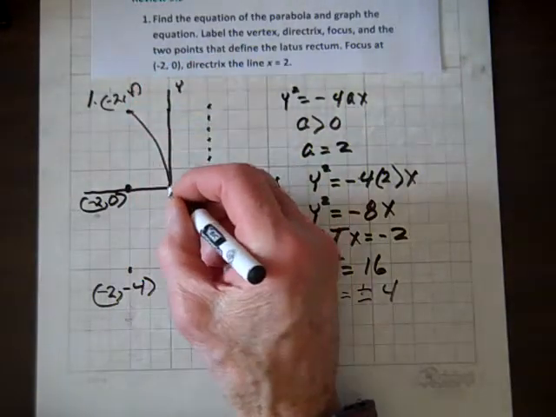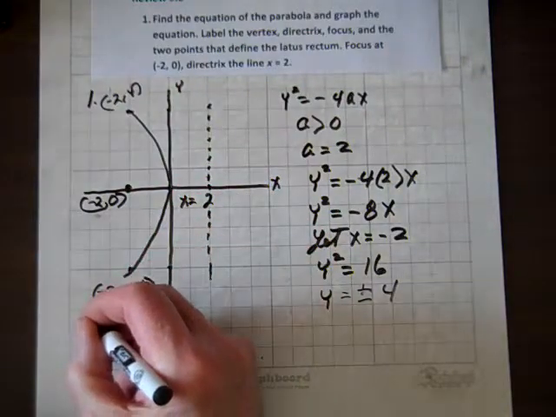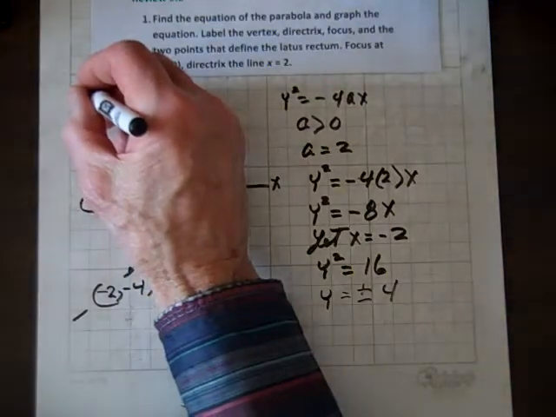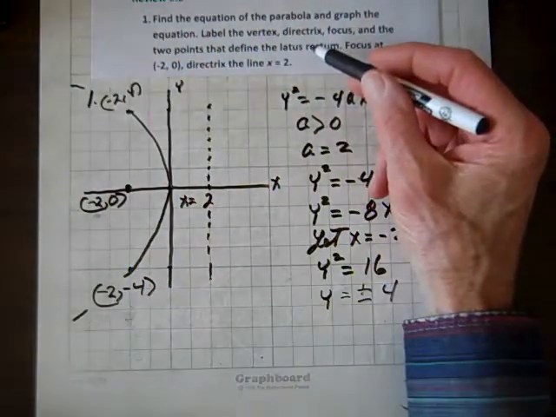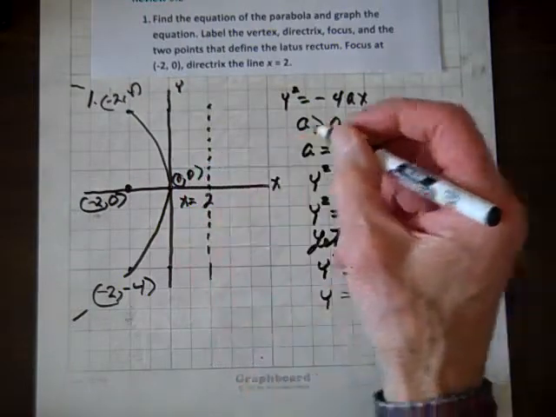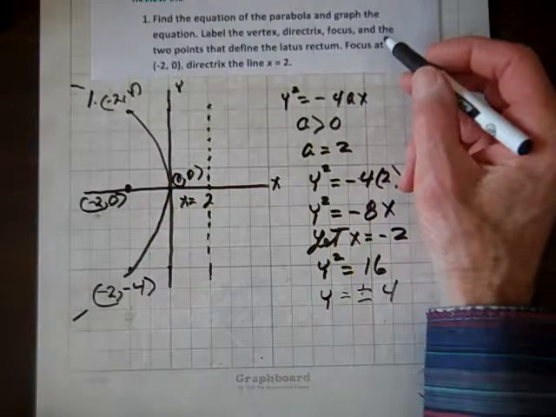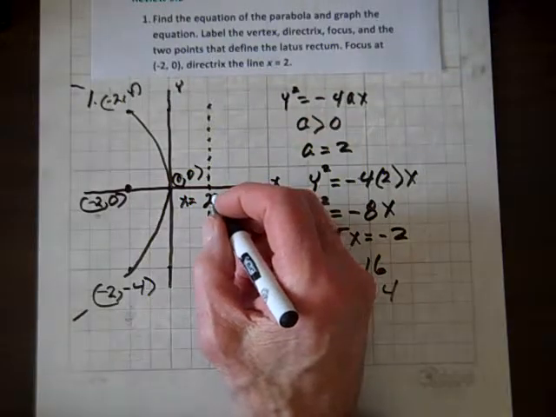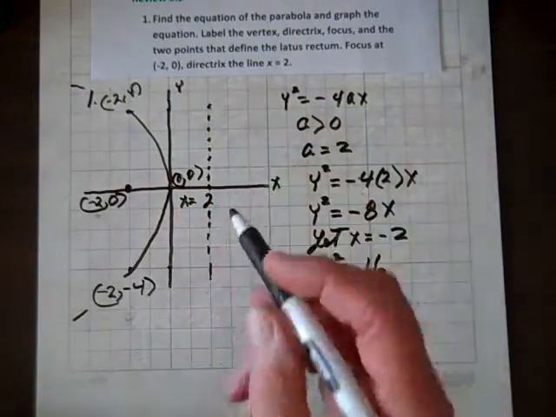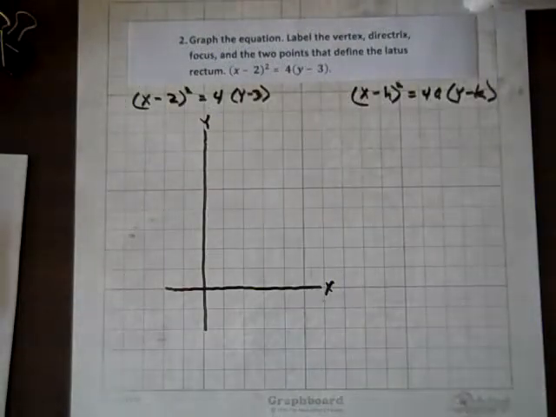We're going through -2, 4 and -2, -4. And let's see, we've labeled the vertex. Oh, I have to label the vertex 0, 0. The directrix, the focus, and the 2 points that define the latus rectum. And we're done.